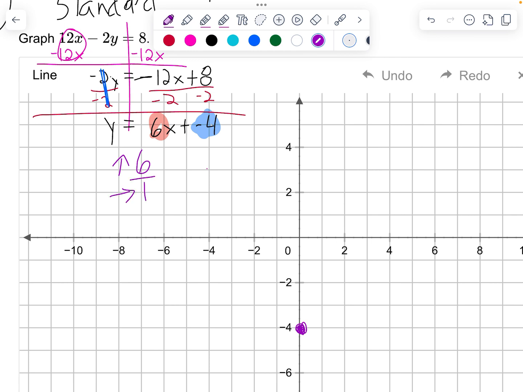So I'm going to go up 6. 1, 2, 3, 4, 5, 6. Okay, and over to the right one, it's going to be right there. So there's my new point. Connect the dots. There we go. Connect the dots right here. Line it up.